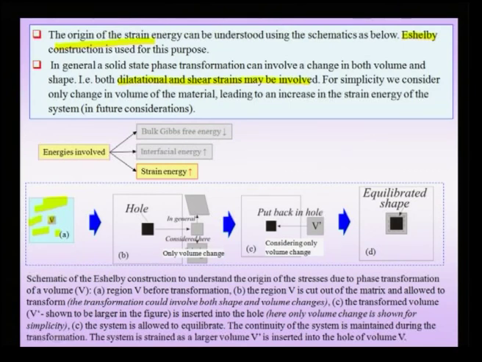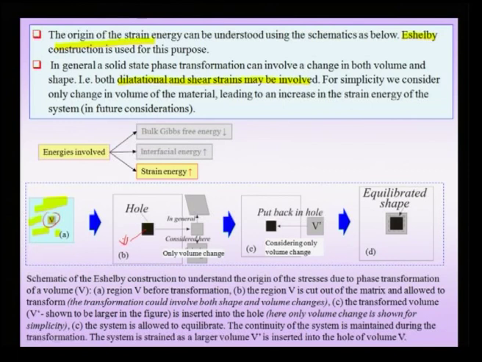But consider this volume V of material, assuming that it is ready to transform. What I do is a mental construct in which I take this material of volume V out, allow it to transform outside, and then try to insert this material back after transformation into the original hole which was created. This hole has a volume V, because I have just pulled out this volume V of material out of the matrix. Now, what happens if I pull this out and allow the transformation to take place?